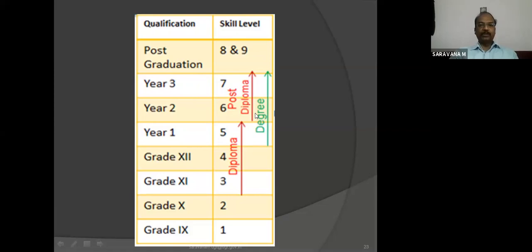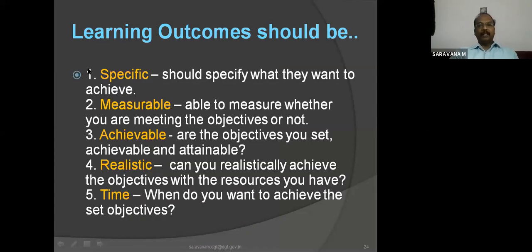Even levels 1 to 3 are the degree course, a 3-year degree course, and post graduation is level 8, level 9, and level 10 may be research. So this is the comparison between our NSQF and college academic education.